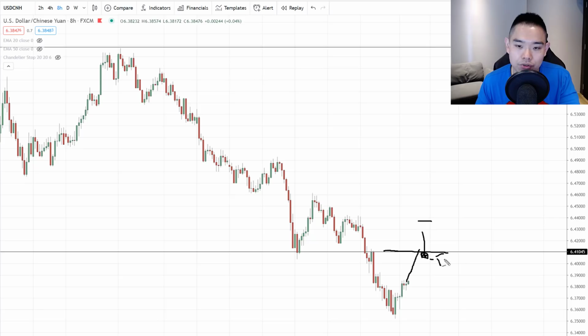So E is for entry, SL is for stop loss. As for target, my first target will be just before this swing low, somewhere about here. So this is a potential trading setup on dollar against the Chinese yuan.